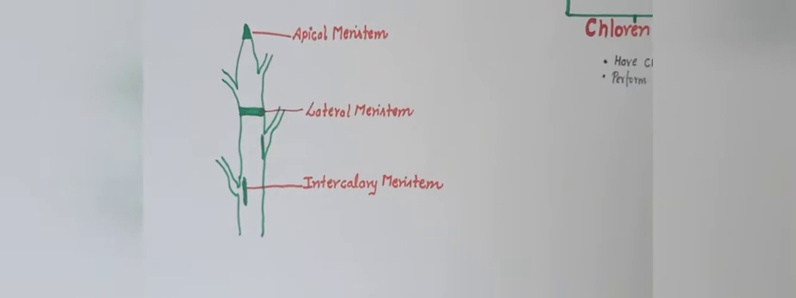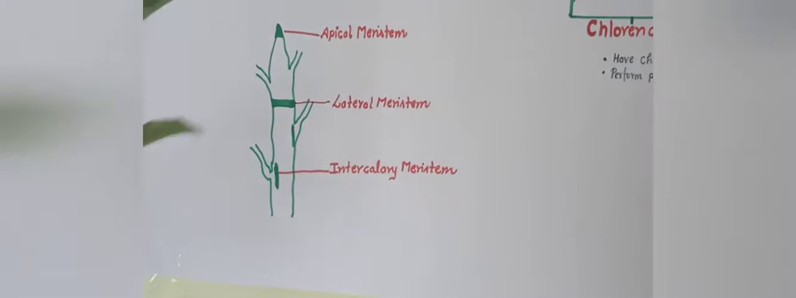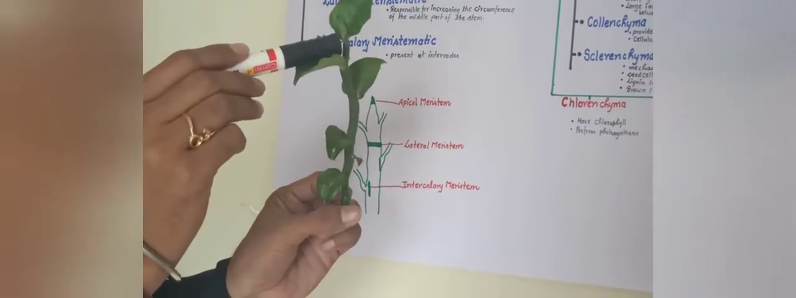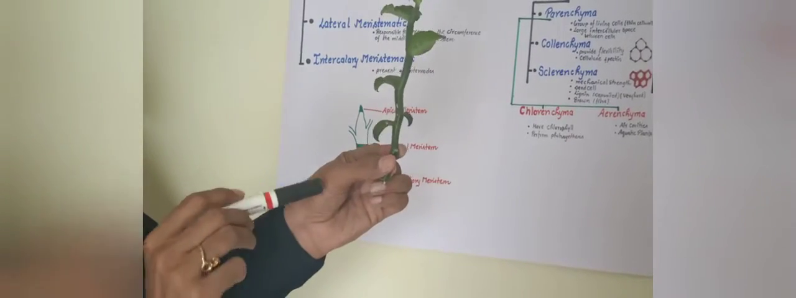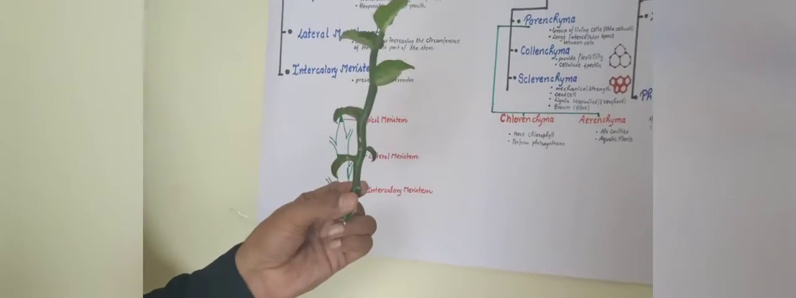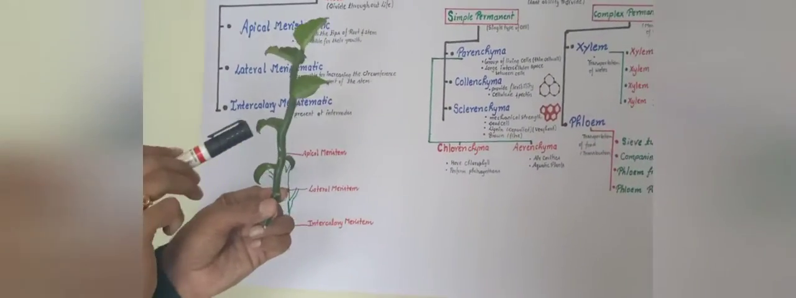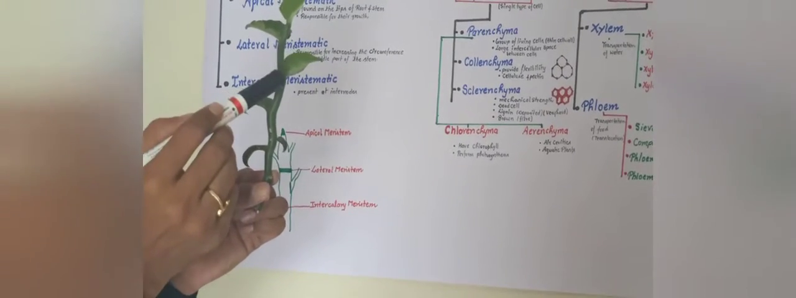Now, I'm going to give you a demo. The real example, you can see this plant branch. So this is the apical part, right? So here the apical meristem is present. Now you can see the circumference, the width of the stem, right? So here the lateral meristem is present. And you can see the internode. I think you may have confusion about what is an internode. You can see where the leaves are attached to the stem. These are the internodes. So here the tissue present is called intercalary meristem.